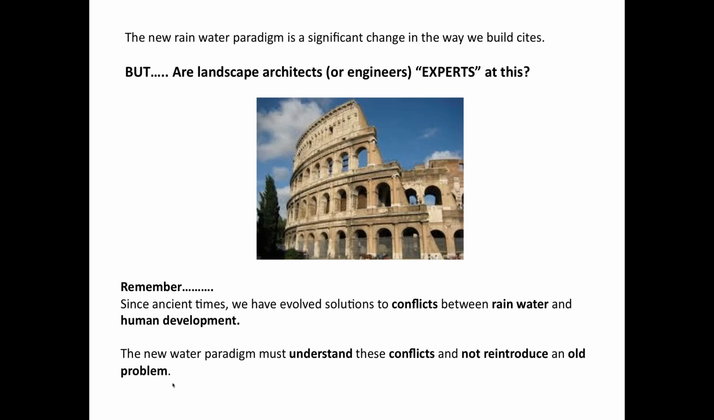So we've been seeing this paradigm shift in the professions of landscape architecture and engineers in the way we build our cities with respect to water. But are we, as landscape architects, I am a landscape architect, or even civil engineers for that matter, expert at this new approach? I'm not sure that we are. I see an awful lot of errors that are being made in stormwater systems that are designed that don't appear to work very well.